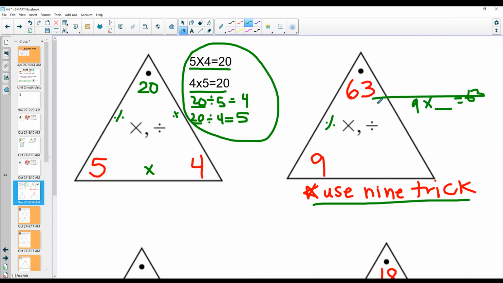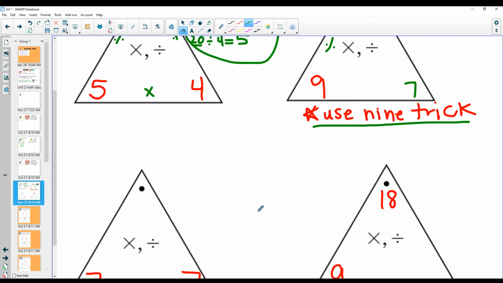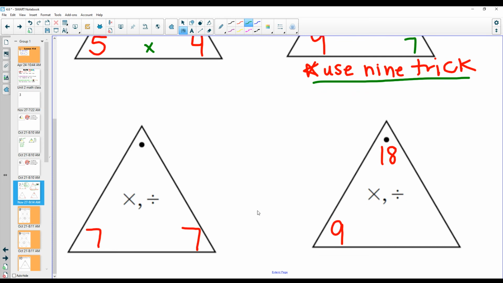They're related. So if you go through your facts and you do 9 times 5, 45, you're going to figure out the answer is 7. And then you'll be able to write your facts. Now, this is why it's important to practice your multiplication facts, because these are way easier if you know your facts. All right, let's go down here and see if we can figure out 7 times 7.